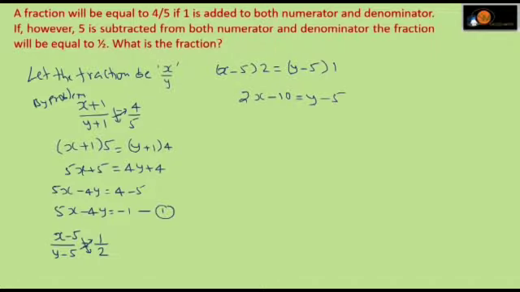Now transpose y to LHS and 10 to RHS. Now this one becomes 2x. When y comes this side, becomes minus y, minus 5. When minus 10 transposes to RHS, becomes plus 10. Now see this one, 2x minus y is equal to minus 5 plus 10 is nothing but plus 5. Let this one as second equation. Now it is second equation. You have to solve first and second equation to obtain x y values.